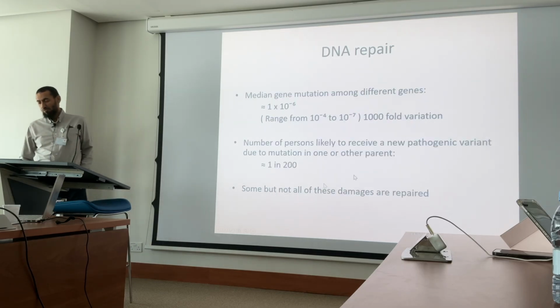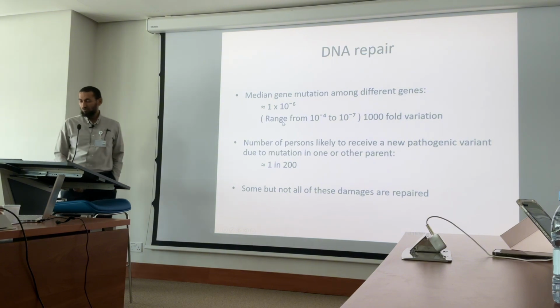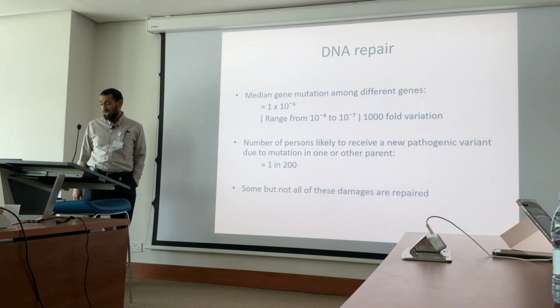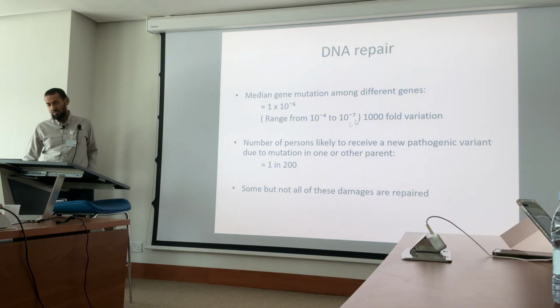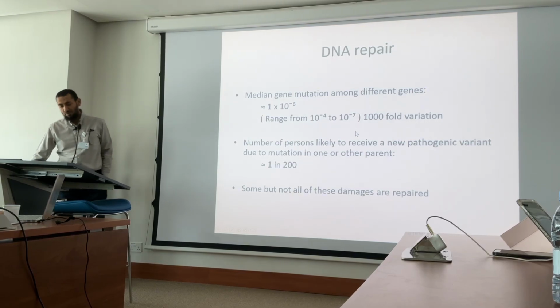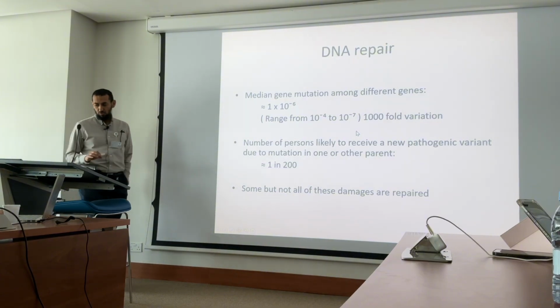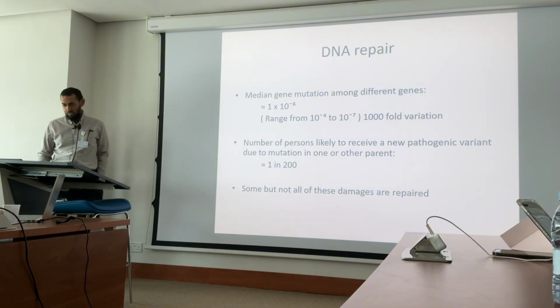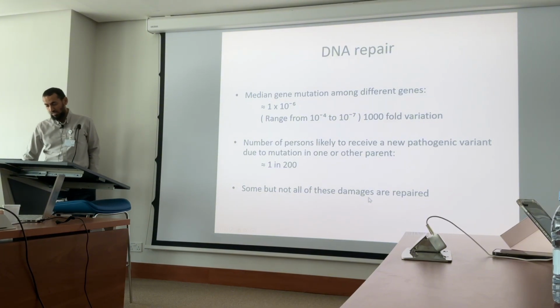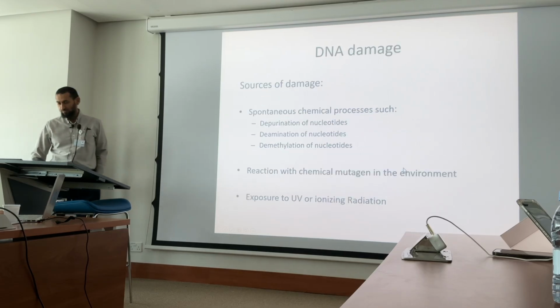Median gene mutation among different genes is 10 to the power of minus 6. There is a small risk of this mutation. Some of them will not be repaired. However, most of them will be repaired.